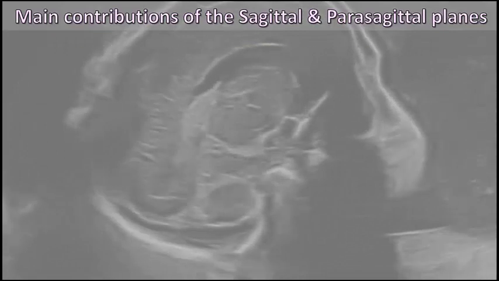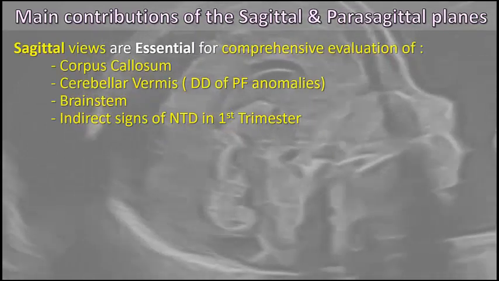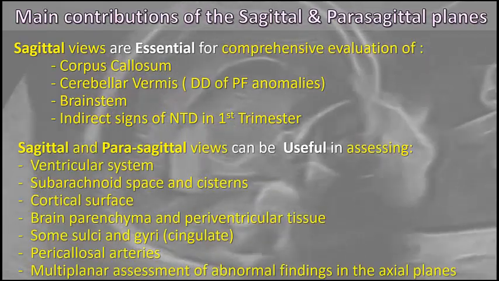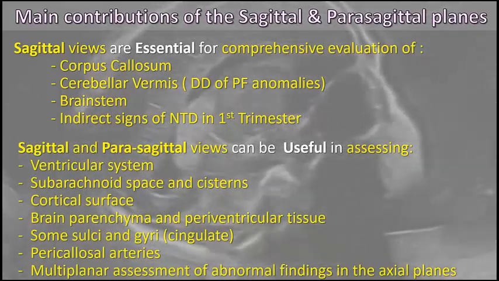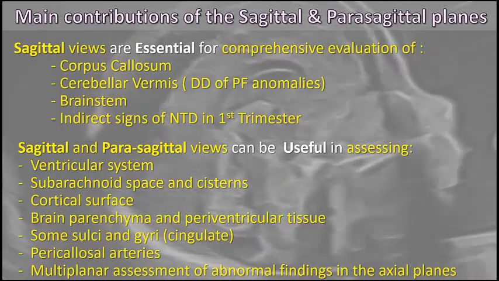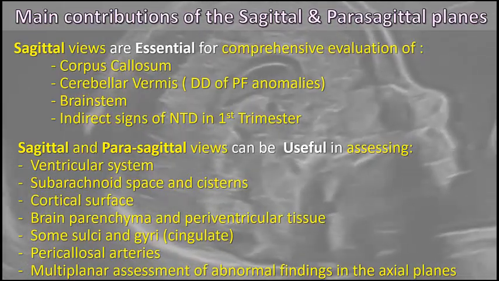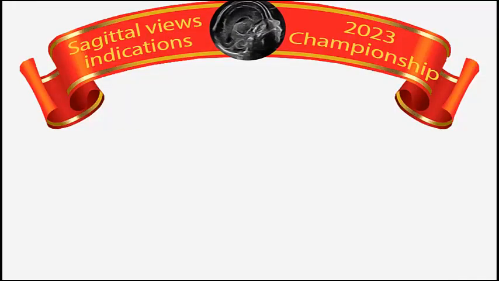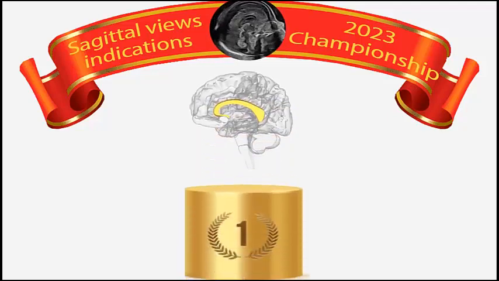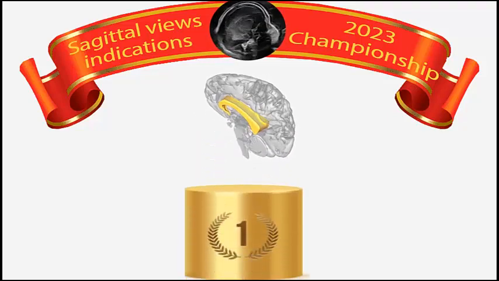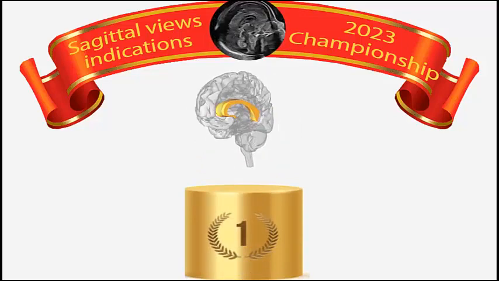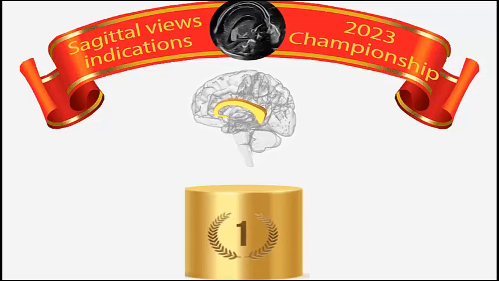And these are, in my opinion, the main contributions of the sagittal and parasagittal planes. They are essential for the evaluation of some brain structures and can also be very useful in the assessment of some other aspects. I think that the most important contribution of the sagittal view, and the reason why I would advise to incorporate it in the routine exam, is for a direct visualization and comprehensive evaluation of the corpus callosum.